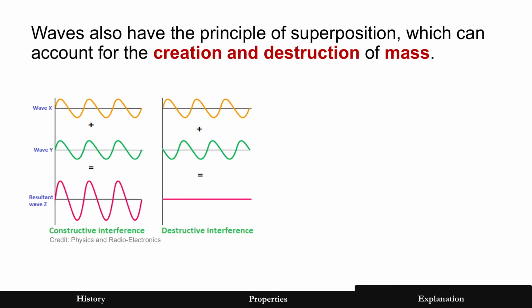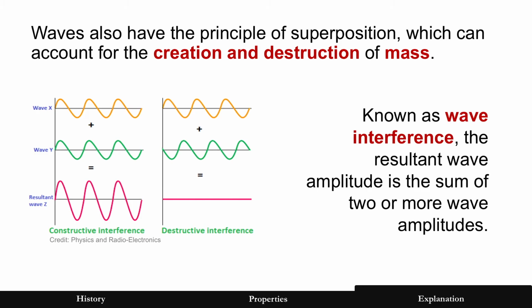Now waves also have another principle of superposition. And this can account for the creation and destruction of mass. And here you see two different waves. If they're in phase and you add their amplitudes together and you get the result there. Well, you see the bottom left. Now something that would be out of phase, completely opposite, would be destructive. You see no amplitude. That's known as wave interference. And essentially it's the resultant wave amplitude is the sum of two or more waves.